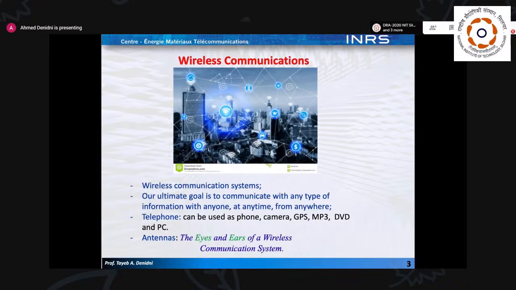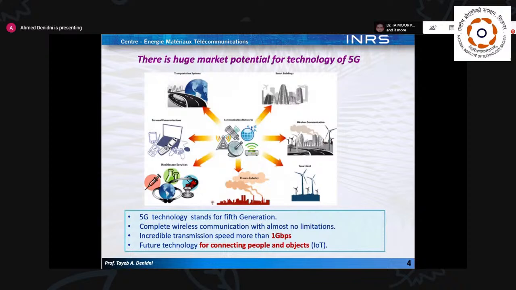But before speaking about the antenna, I need to give you an overview about 5G. There is a huge market potential for this technology. 5G is used for communication everywhere with everybody and every application. And we look to achieve a transmission speed of more than 1 gigabyte per second, which is huge. And one very specific property of 5G compared to the previous generations is that we look at connecting objects.